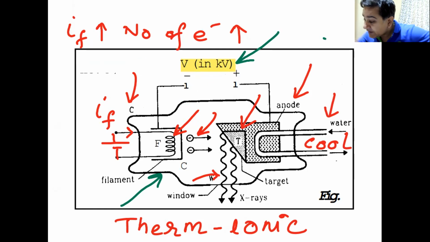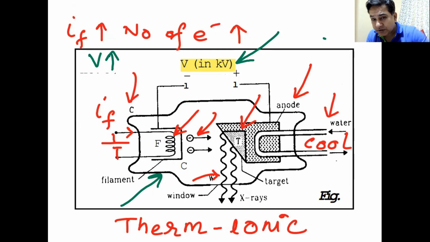Tell me, if I increase the potential V, remember, in the first case, I increased the filament current. When I increase the filament current, I have more electrons being ejected from the cathode. Do we understand this? Yes, sir. Now, if I increase the voltage V, which is the voltage between the cathode and the anode, I make the cathode more negative, I make the anode more positive, then what do you think will happen?